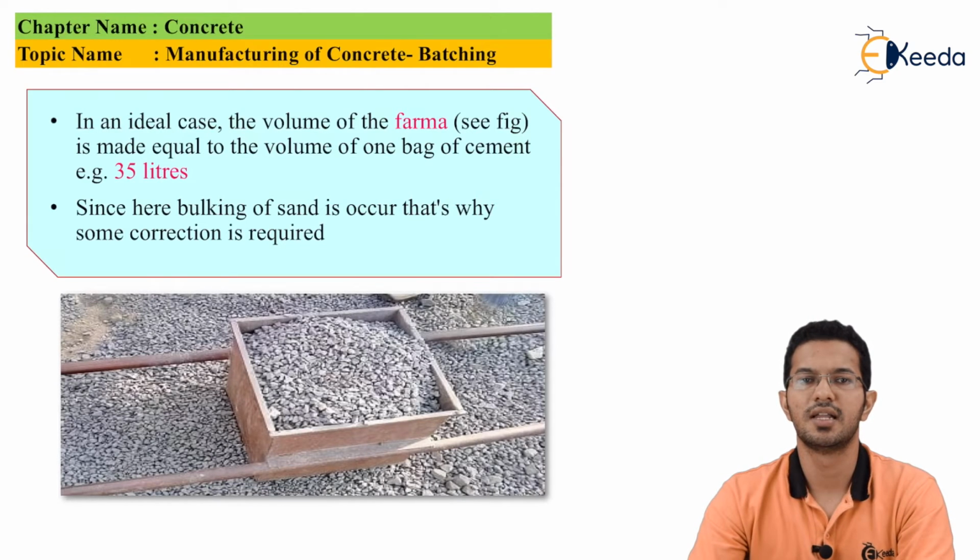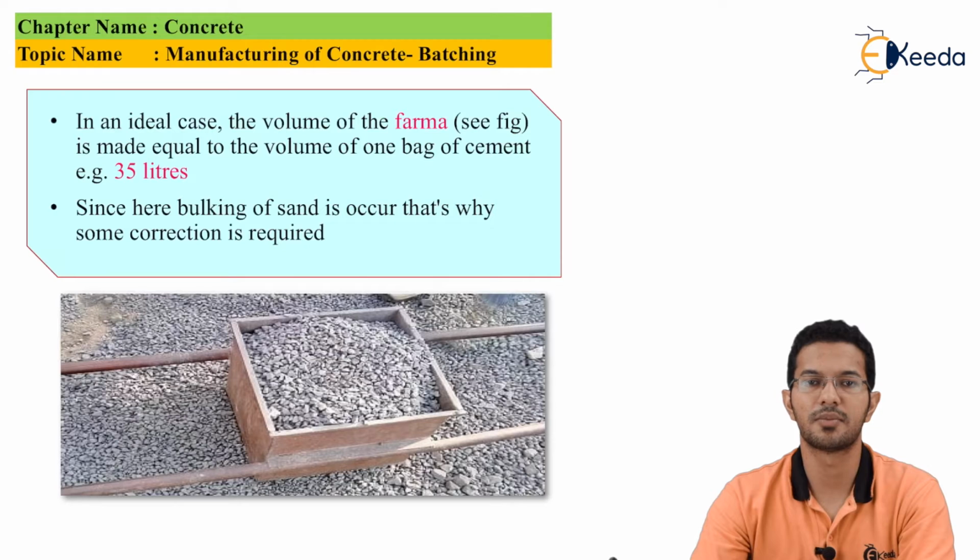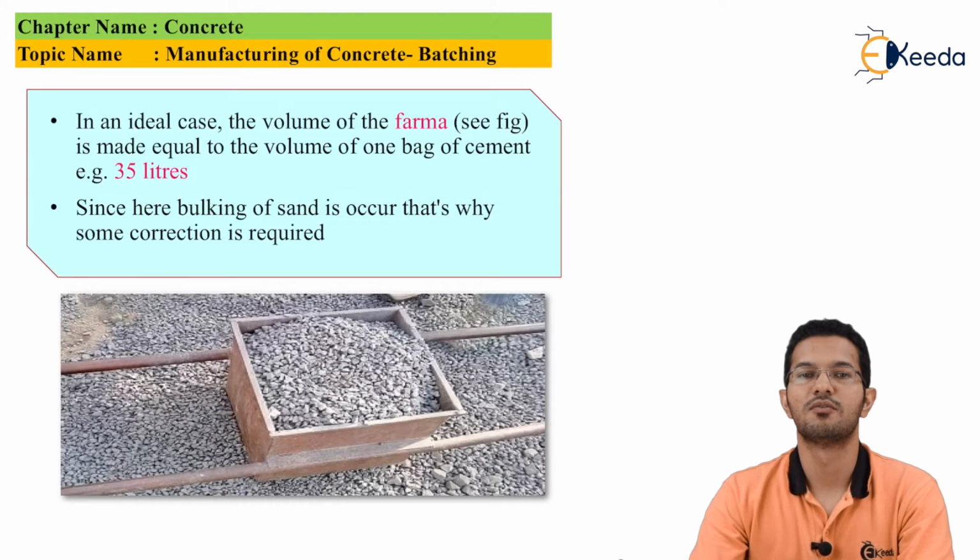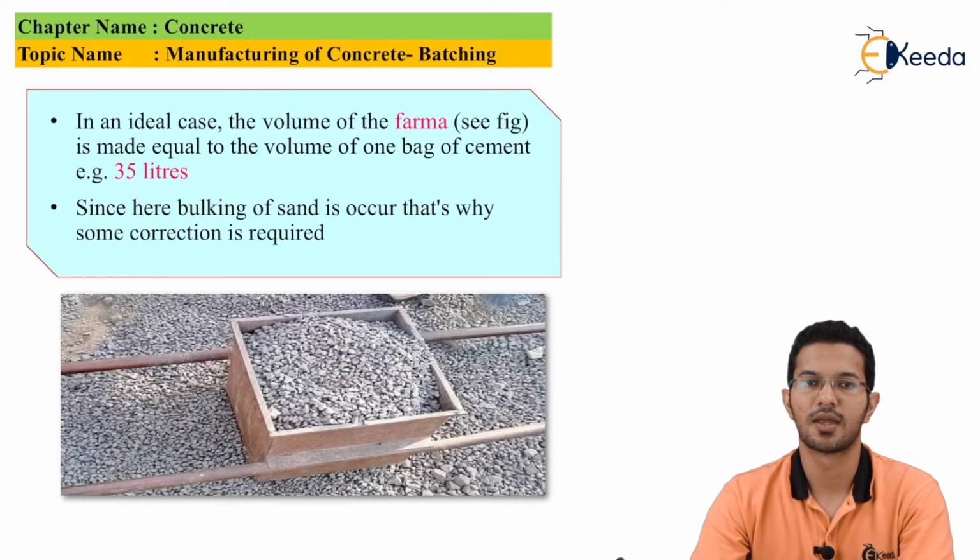In this figure, we are dealing with the picture of a farma, which we also call a gauge box. Ideally, the volume of the gauge box or farma is kept the same as the volume of one bag of cement, that is 35 liters. Raw materials are put into the box and the quantity of raw materials is measured. Suppose one box of aggregate is used, then it is 35 liters; if two boxes are used, then the quantity is 70 liters. In a similar way, cement is also measured. As we have talked about the bulking of sand in the previous slide, the bulking of sand correction should be taken while volume batching.